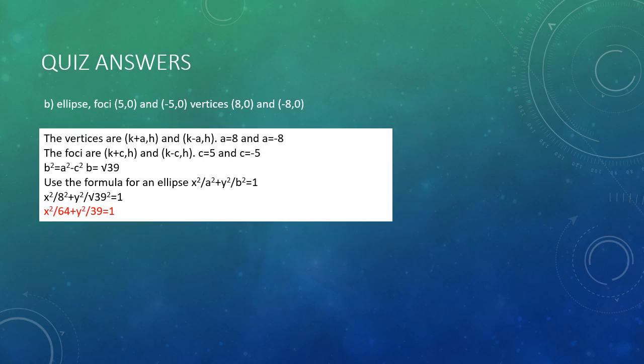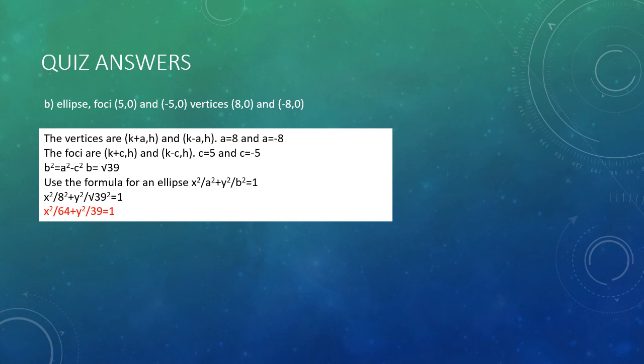For the ellipse, we're given the foci and the vertices. We know that the vertices have the coordinates k plus a, h, and k minus a, h. So using that, we can find that a is equal to 8. Now we also are given the foci, which have the coordinates k plus c, h, and k minus c, h. So then we can find that c is equal to 5. Now using b squared equals a squared minus c squared, we can find that b is equal to root 39.